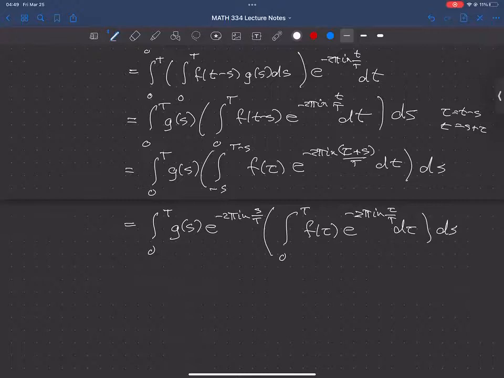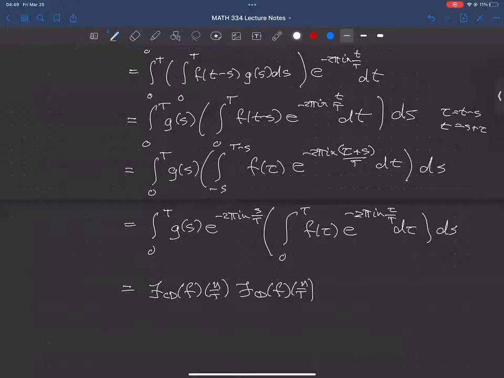Okay, and now this thing is independent of s, right? So I could just pull it outside the integral here, and I get the desired formula that this is the product. Okay. So it's another nice application of Fubini's theorem.